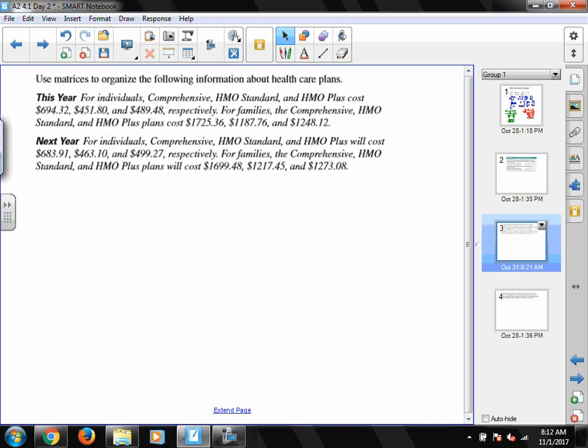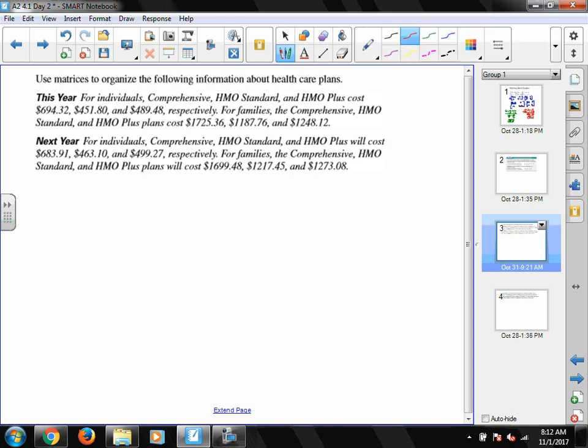The nice thing about matrices is they can actually be used to organize information, make it a little easier for us to read and handle that information that we have. So, the problem that we have, we give you healthcare plan information. For individuals, we've got comprehensive, HMO standard, and HMO plus, costing $694.32, $451.80, and $489.48 respectively.